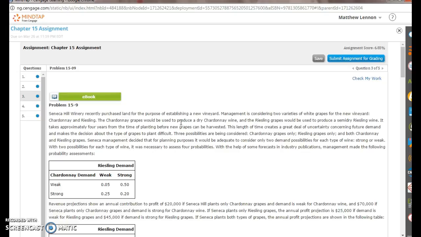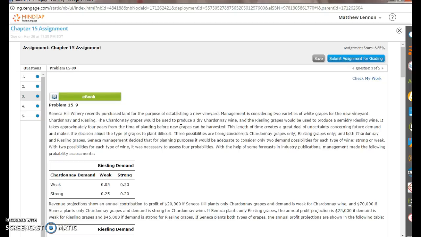I want to walk you through the third question on the Chapter 15 assignment, which is another decision tree analysis problem. This one has an interesting choice. There's a winery that purchased some land for a new vineyard, and they have some projections on different markets and probabilities for how they want to decide what type of grapes to plant.